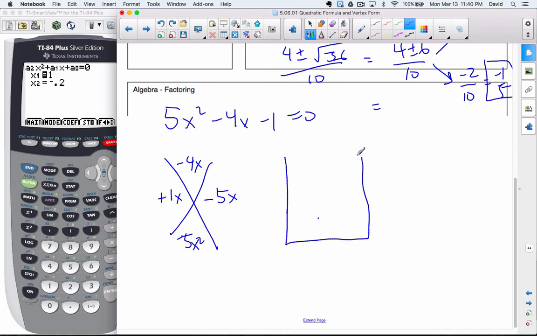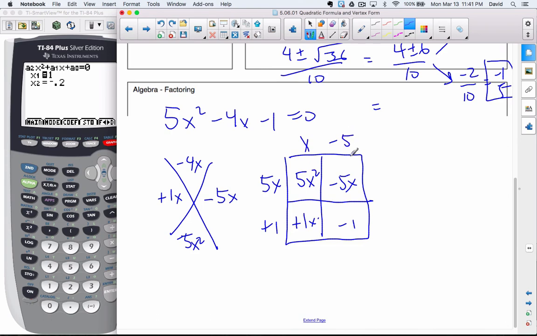Moving it to the box. 5x squared goes here. -1 goes down here. You should pause this and try it yourself. And these values go here. Taking out common factors, I get a 5x. This is the plus sign, I get a plus 1. This is just an x, and this is a -1 that I pull out. And so my factors are 5x plus 1 times x minus 1 equal to 0.